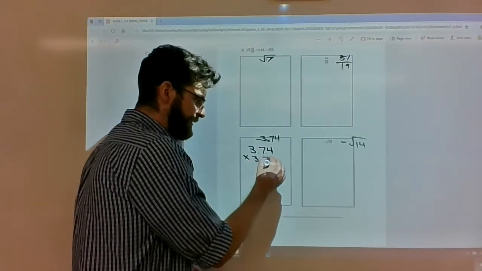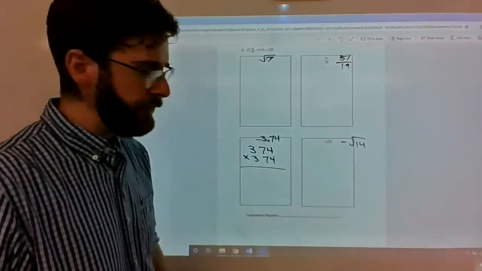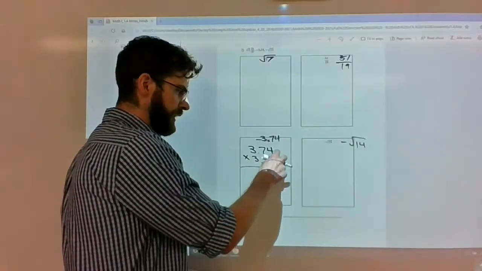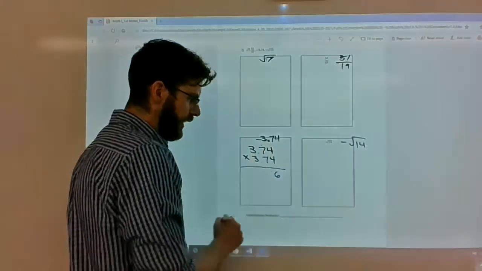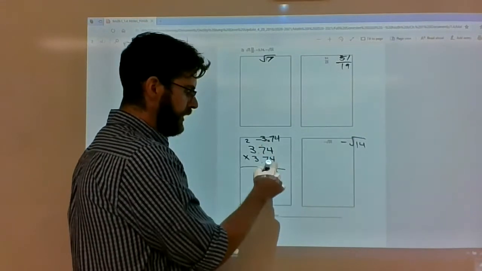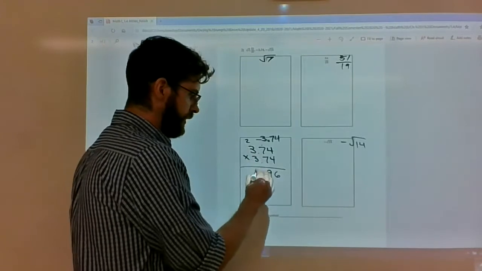3.74 multiplied by itself will convert it into an easy square root. So let's do that work. Our first row of calculation should be 4 times 4 is 16. Carry a 1. 4 times 7 is 28, plus 1 is 29. Carry a 2. 4 times 3 is 12, plus 2, 14.